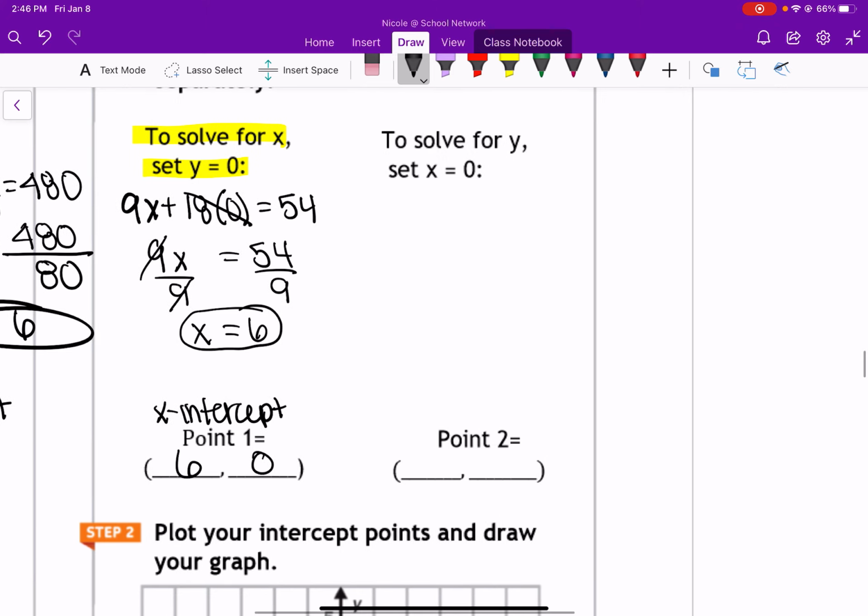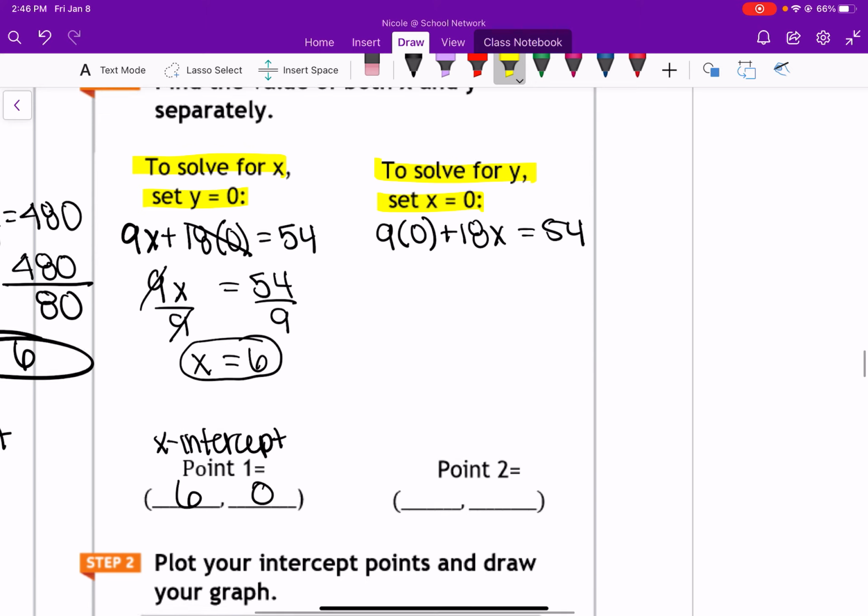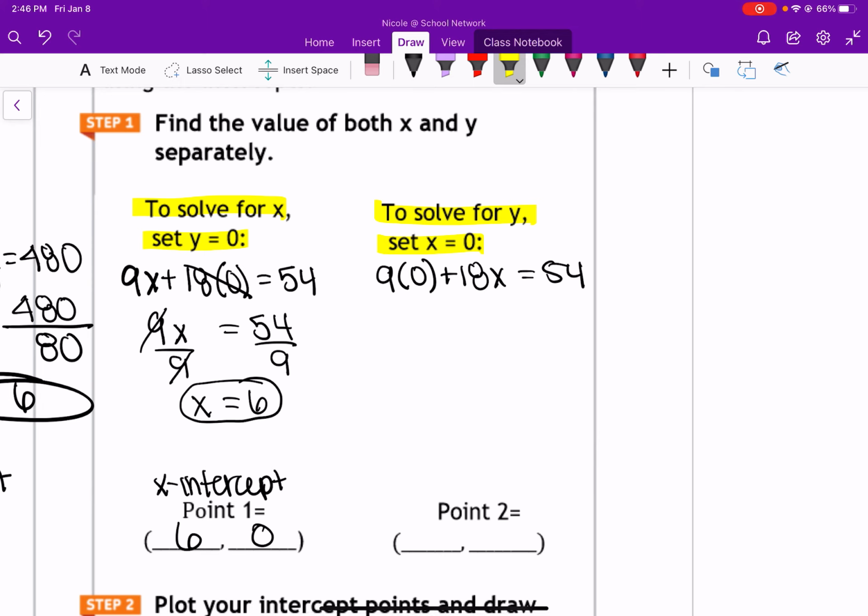And then solving for our y-intercept, we have 9 times 0 plus 18 times y. So again, when we solve for y, we're solving for the y-intercept by setting x equal to 0. Oh, I just wrote x here. I meant y. Okay. And so 9 times 0, that goes away. So I'm left with 18 times y is equal to 54. What's the opposite of multiplying by 18? Dividing by 18. So that goes away. Y is equal to 54 divided by 18. That's 3.